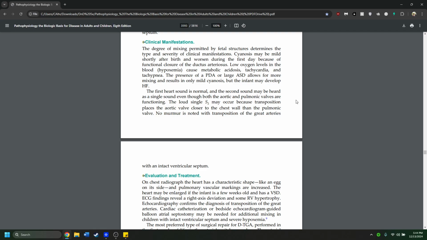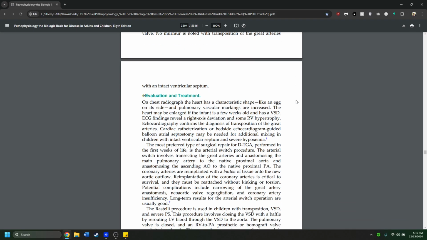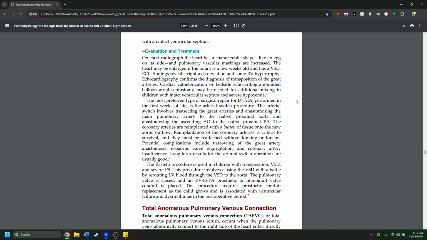The second sound may be heard as a single sound, even though both the aortic and pulmonic valves are functioning. The loud single S2 may occur because transposition places the aortic valve closer to the chest wall than the pulmonic valve. No murmur is noted with transposition of the great arteries with an intact ventricular septum. So, the evaluation and treatment. On chest radiograph, the heart has a characteristic shape, like an egg on its side. The pulmonary vascular markings are increased.